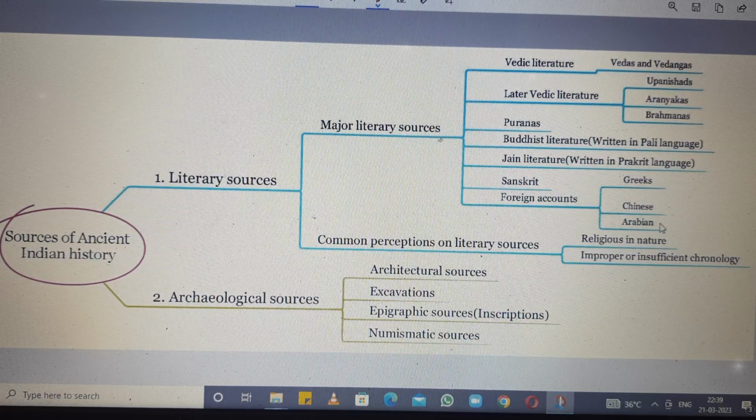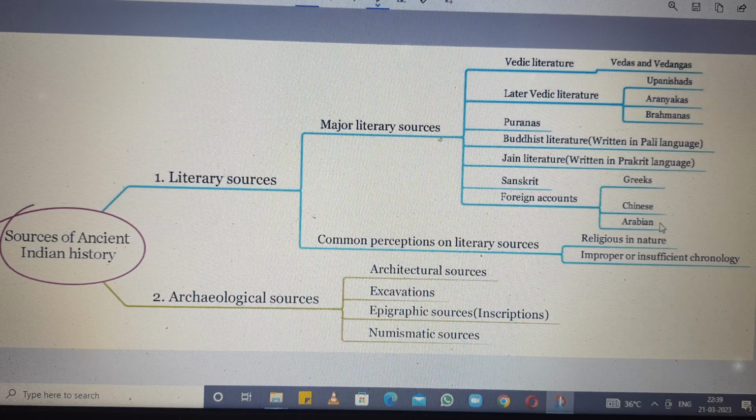There have been buildings, pots, pottery, and different types of homes, like the Burzahom and Gufkral in Kashmir. They have the pit houses. So all these things are your architectural sources, from which we also come to know about ancient Indian history.